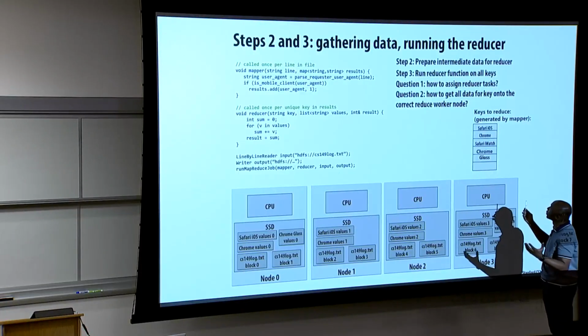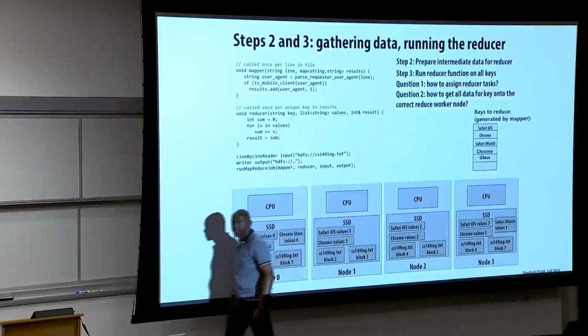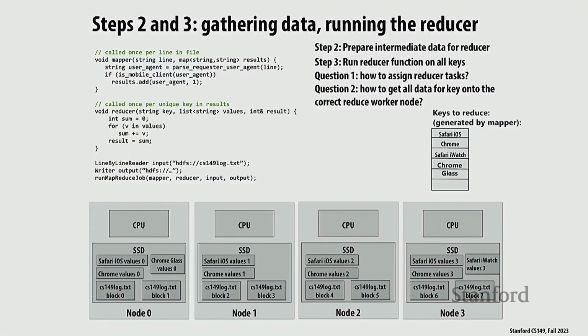So there's two questions, right? How do we assign the reducer tasks, right? And then how do we make sure we get all the data for a key value to the correct worker node? So who has ideas about what we should do to assign the reducer tasks to nodes to run?